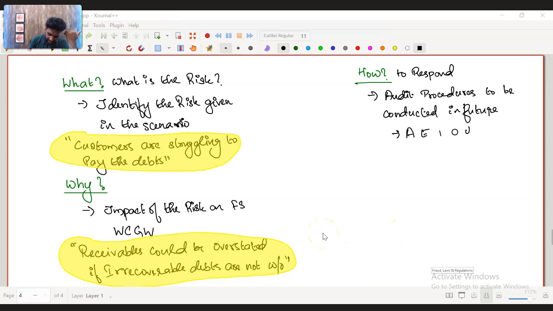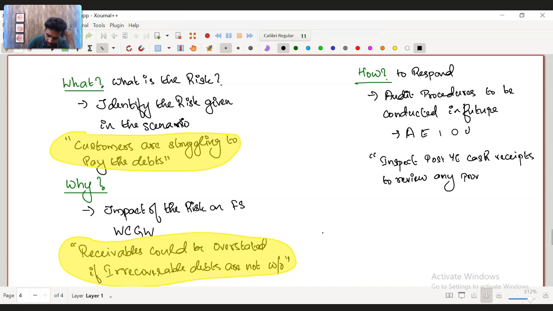So in terms of responses where receivables could be overstated, you could easily write a response as, for example, inspect the post year-end cash receipts to review if any provision is required. You can say, okay, review aged receivables listing to identify old debts.